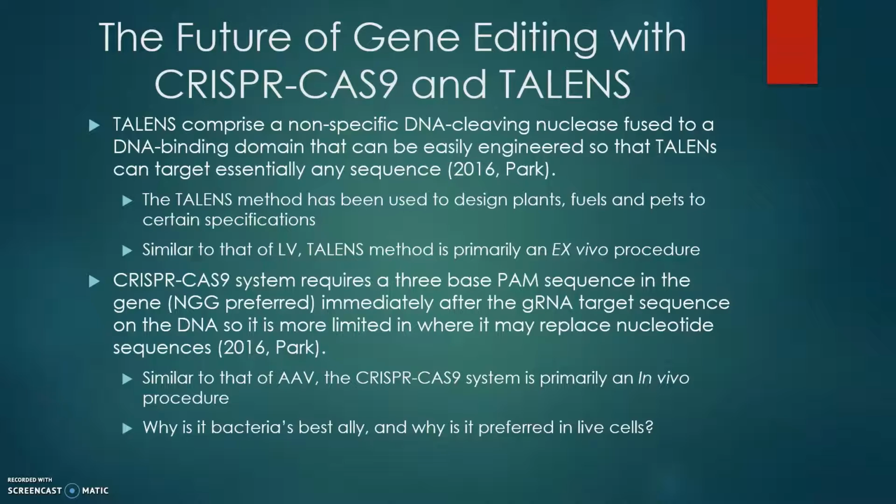But why is CRISPR-Cas9 bacteria's best ally, and why is it preferred in live cells like our own? Well, the CRISPR-Cas9 system originates from bacteria's most effective antiviral system. Bacteria surviving viral infections save a part of the virus's DNA into their genetic code, and they archive it, and that archive is what we call CRISPR.